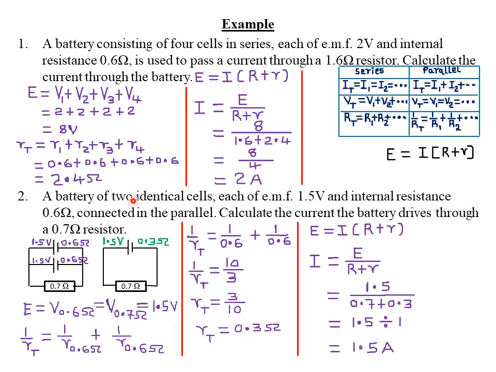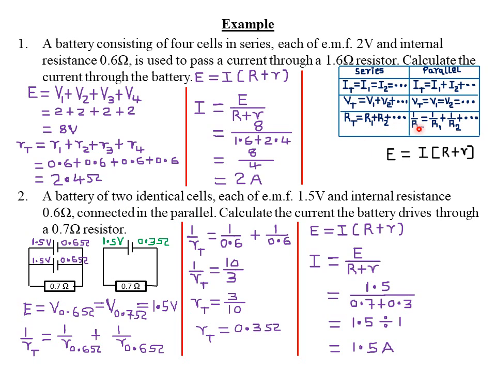So because the battery has 2 identical cells connected in parallel, we shall say that E, or the EMF, or the V total, must be equal to the voltage across each cell, which is 1.5 volts. Therefore, the EMF of the battery is 1.5 volts. Then the other thing that we need to find is the total internal resistance. And we are told that there are 2 identical cells, so we are talking of a parallel connection.